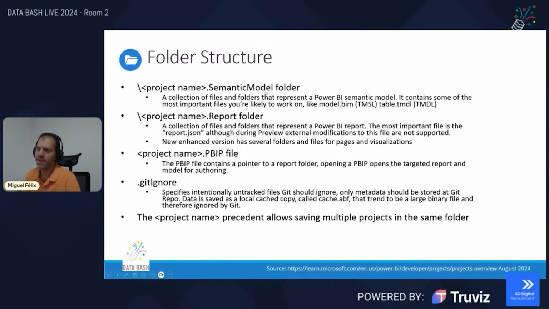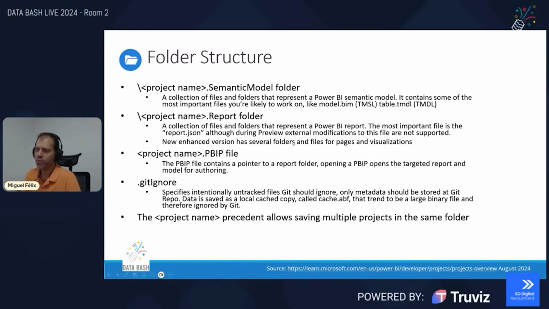The first one is the semantic model one. So we have a project name .semantic model folder and a project name .report folder. These two are the main folders that we have, the only two folders that we have as main folders. Then we have subfolders inside of this.